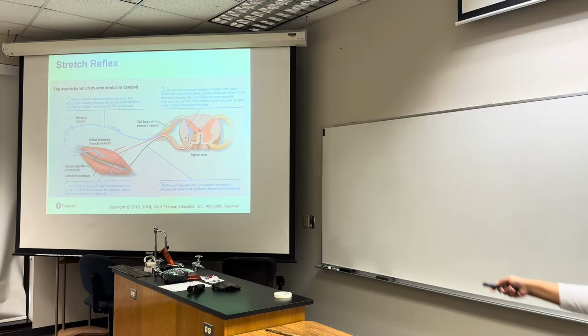So you are actually sending two pieces of information right here. When I say two pieces of information together, what does that mean? It means that the efferent impulse of the alpha motor neuron causes the stretched muscle to contract, which resists or reverses the stretch. So this is the positive. And then efferent impulses of the alpha motor neuron to antagonist muscles are reduced. So reciprocal inhibition.